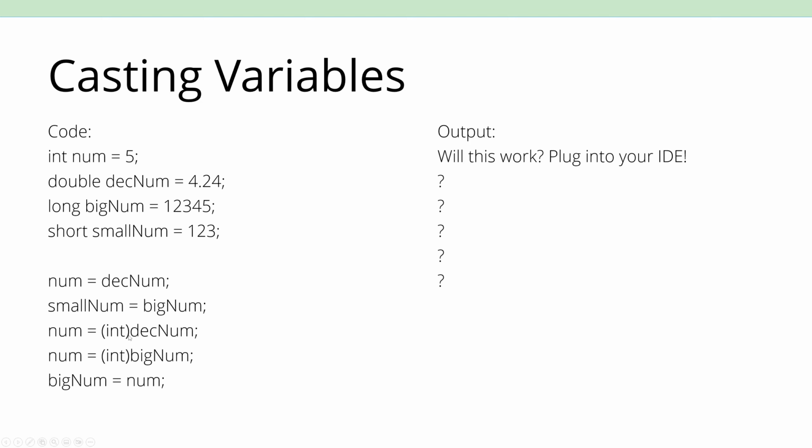Can I cast decnum and put it into num? Right? I'm casting this double as an int and trying to put it into an int. And can I cast this big num, which is a long type, and put it into num? And can I put this 32-bit number inside a 64-bit number? Try using those analogies that we used earlier to help you explain and understand this.